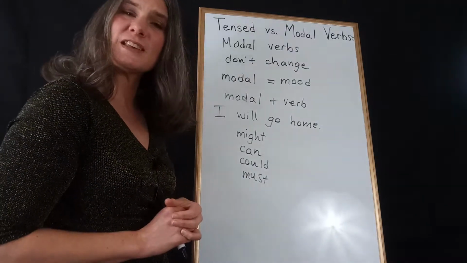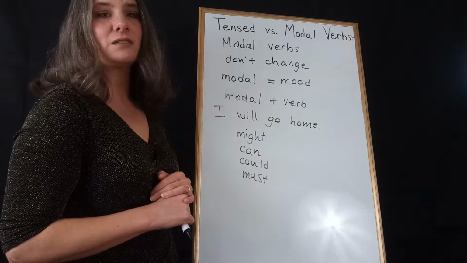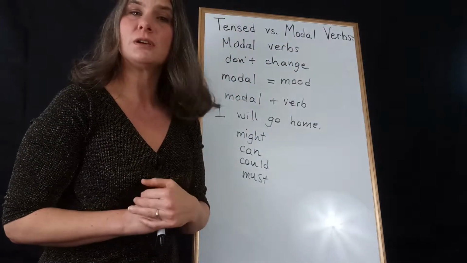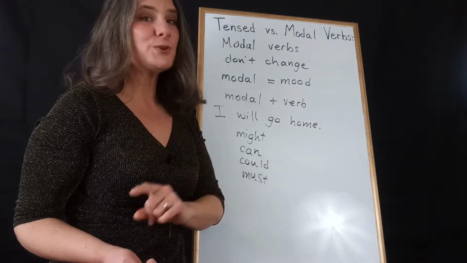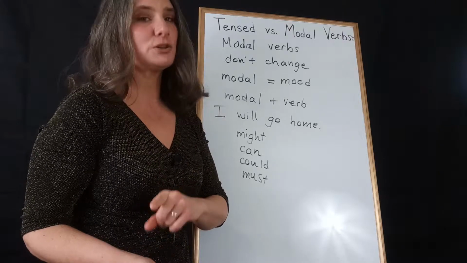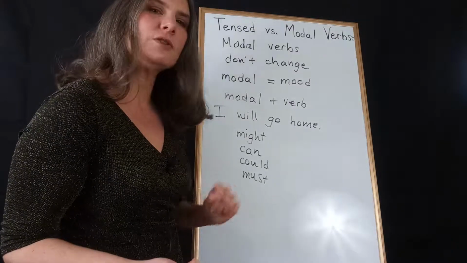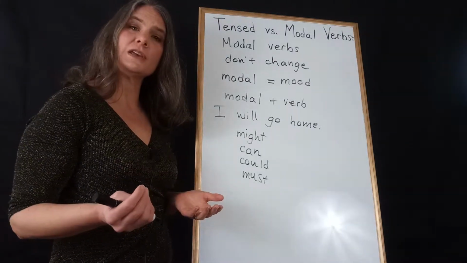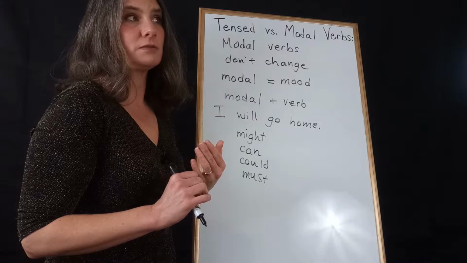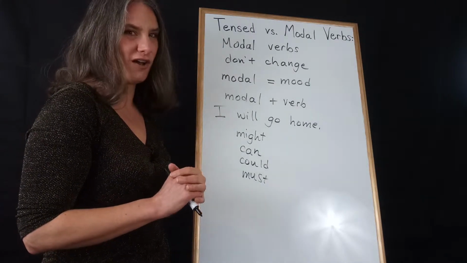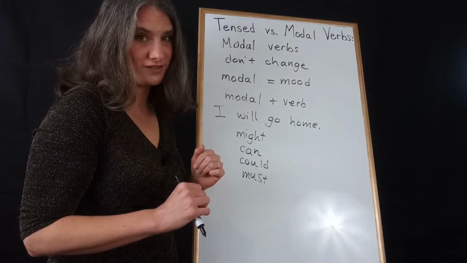So I hope that this has helped you understand something basic about English verbs, which is that we have tensed and modal verbs which act differently. Remember, we use tensed verbs much more often than we use modal verbs, okay? So I'm going to leave you with a question. Do you think we use past and present verbs more often, or do you think we use future verbs more often? Remember, future verbs are actually modals.